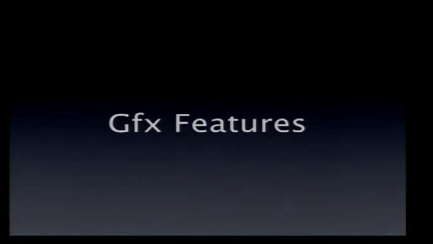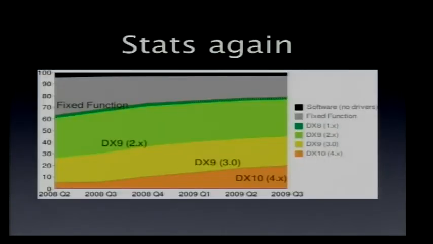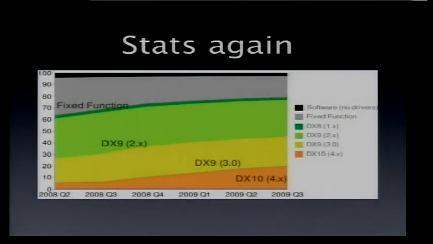Next is what graphics features can you actually use? And here's again the stats we have. So basically, this graph is saying which shader model is supported by how many machines. And you can see that the hardware capabilities are getting better over time, but quite slowly as well.